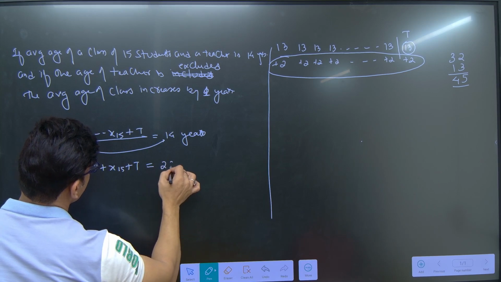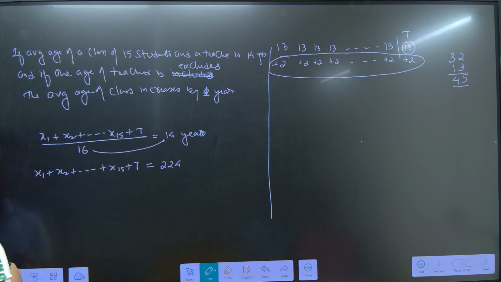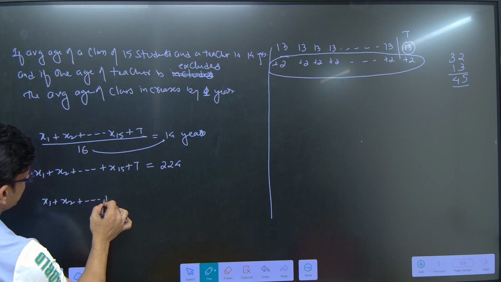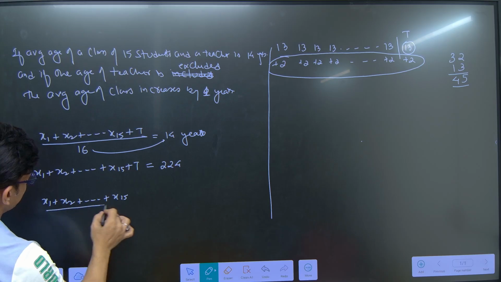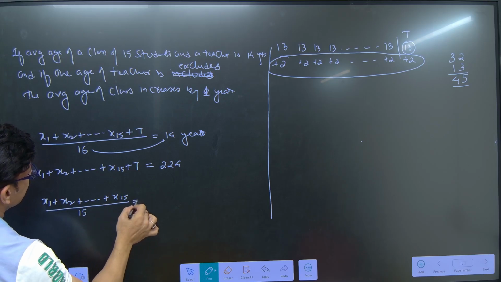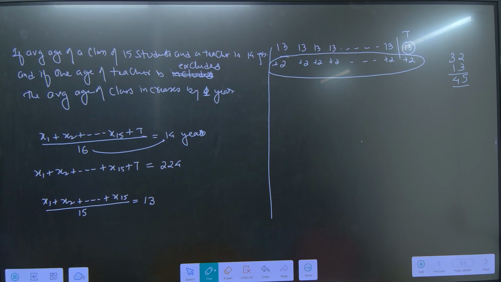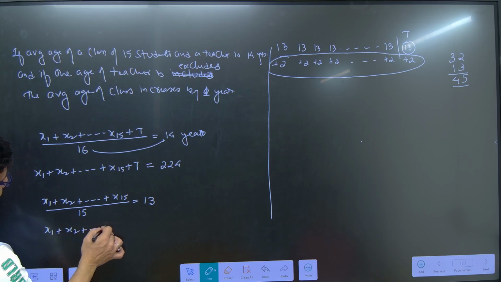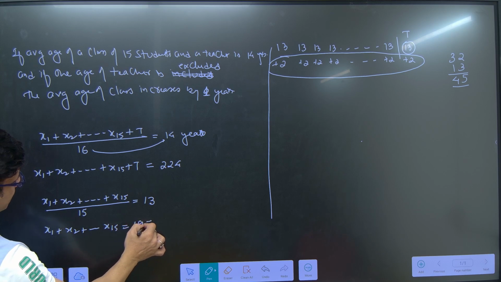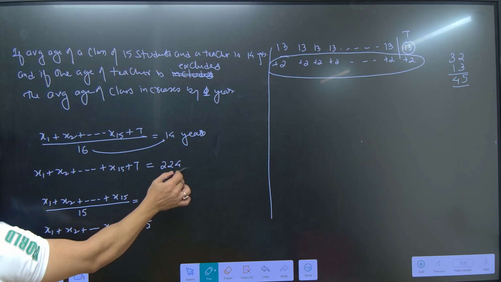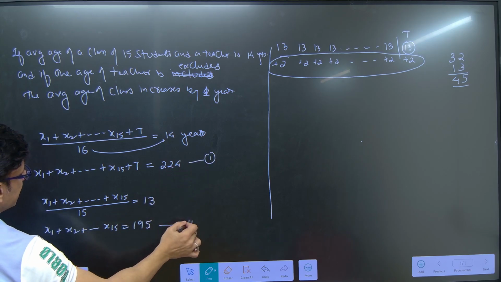How much? 224. Now they are saying when the age of the teacher is excluded, so x1 plus x2 plus up to x15 divided by 15, the average age decreases by what? 1 year. Now it will be 13. 15 into 13. So break 13 as 10 plus 3. 15 tens are 150 plus 15 threes are 45. 195. So x1 plus x2 plus up to x15 is 195, right? This is your first equation, and mark this as your second equation.